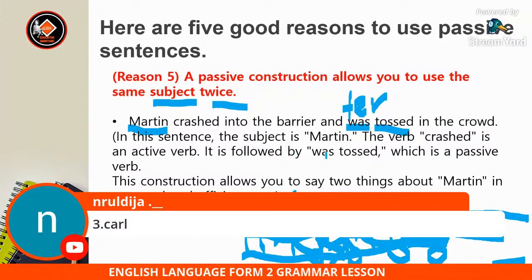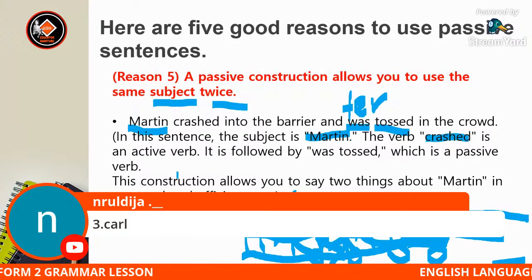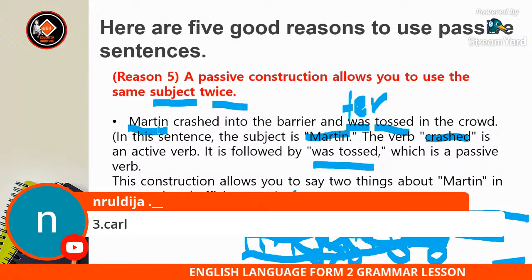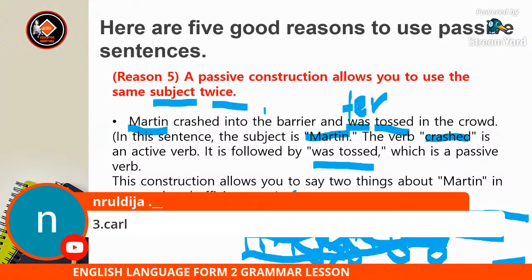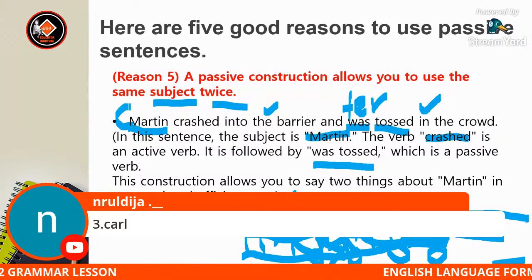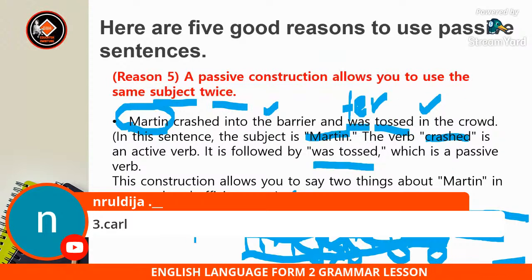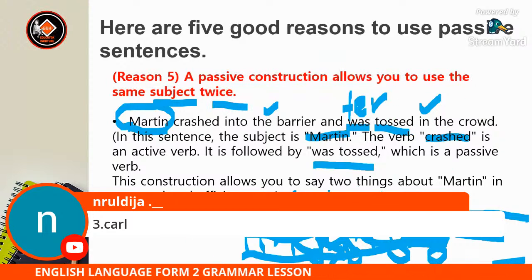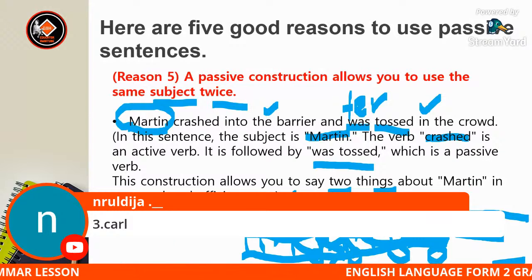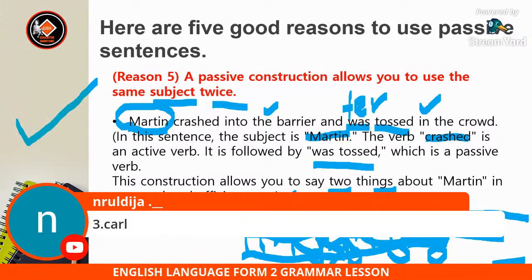So in this sentence, the subject is Martin. The verb is crash. It is an active. It is followed by was tossed, which is a passive. So boleh guna satu ayat active and satu lagi ayat passive. So you can use Martin as the subject. Later on, Martin again was tossed into the crowd. This construction allows you to say two things about Martin in a natural and efficient way. Okay, this is very important because this is the nicer sentence.